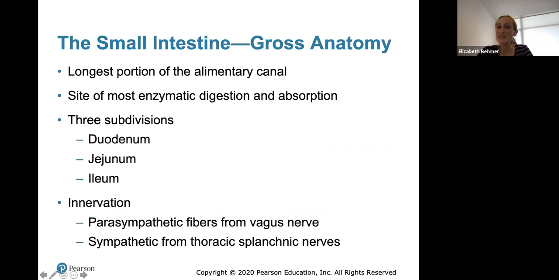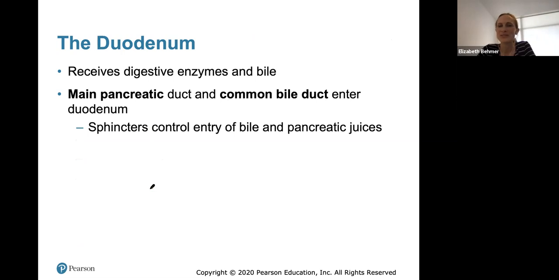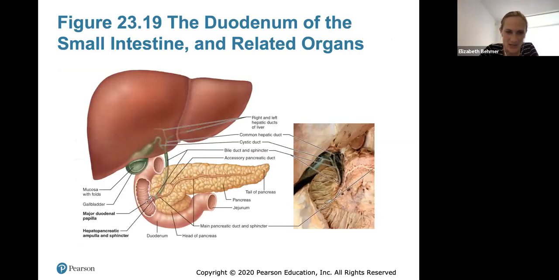The small intestine then is the longest portion. There's 3 subdivisions to it in order: duodenum, jejunum, and ileum. It's the site of most enzymatic digestion and absorption, so that is a good test question. And then you should know these 3 orders of the small intestine in order as well. The duodenum receives digestive enzymes in bile. The main pancreatic duct and the common bile duct enter the duodenum. So you can see that here. The pancreatic duct and the bile duct will enter the duodenum at this major duodenal papilla. And you should also know these tubes going into and out of the liver and the gallbladder, which we'll talk about. Those will be accessory organs.